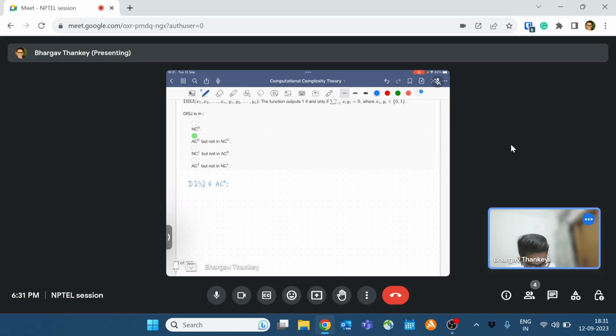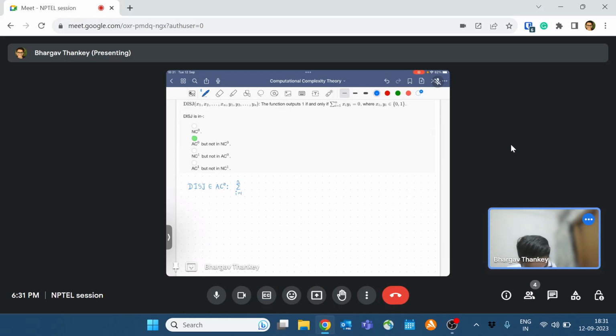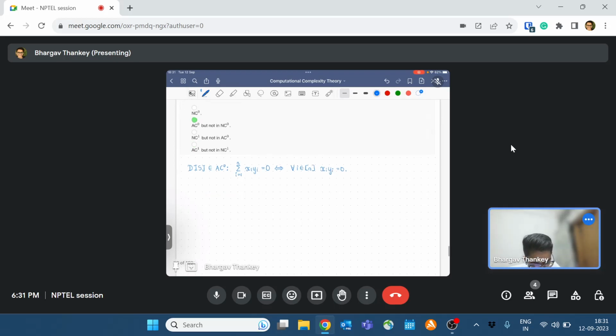So the sum over i in 1 to n of xi yi is equal to 0 if and only if for all i in n, xi yi equals 0, right? Why? Because xi yi lie in {0, 1}. So in particular, none of them are negative. So there is never going to be any cancellation at all. So the only way the sum can be 0 is if each and every one of them is 0. And so this suggests a natural circuit, right?